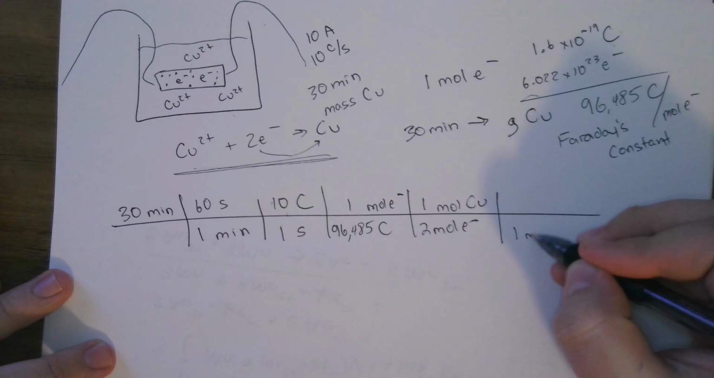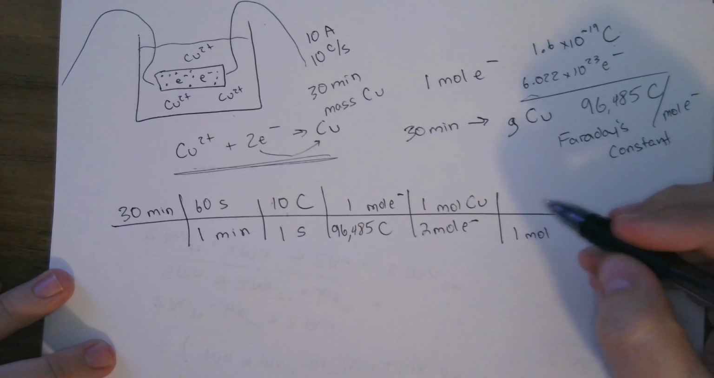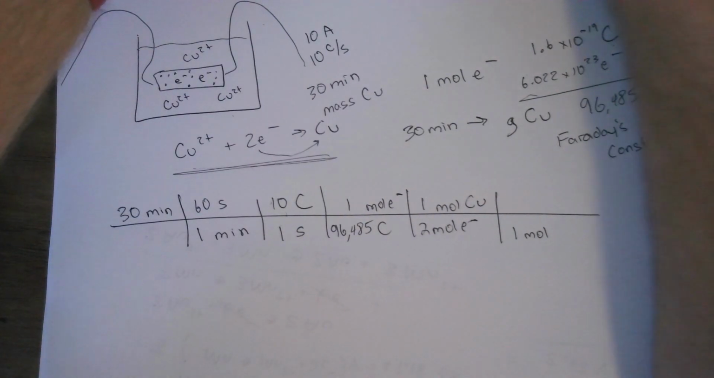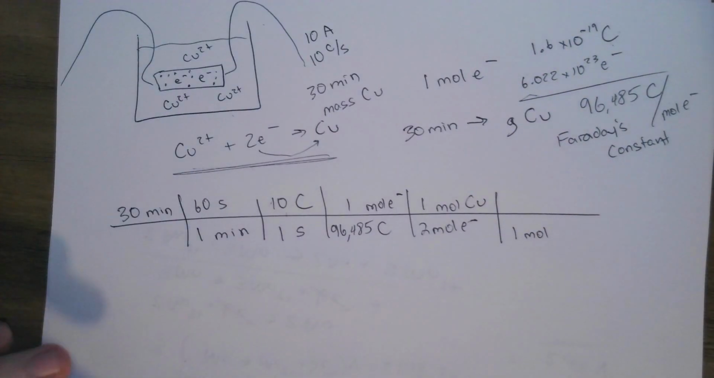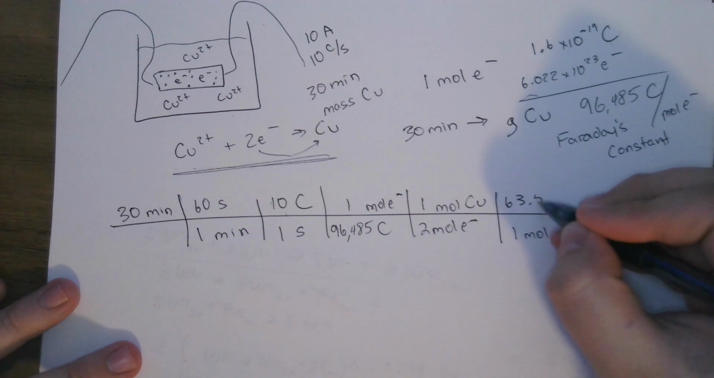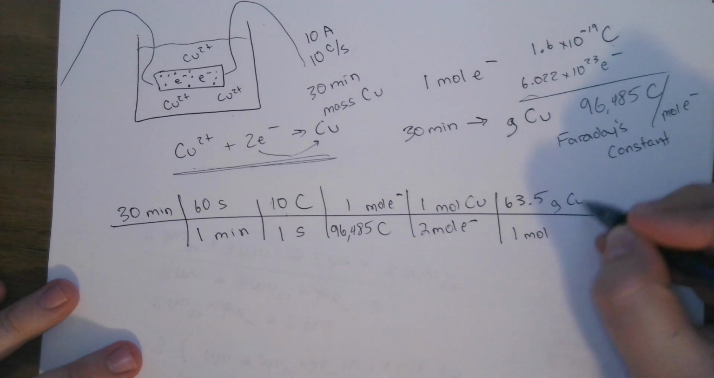Now my last step here, go from moles into grams. What's the molar mass of copper? Gotta Google 1 second. Okay, it's 63-ish, 63.5, let's just write that, grams of copper per mole.